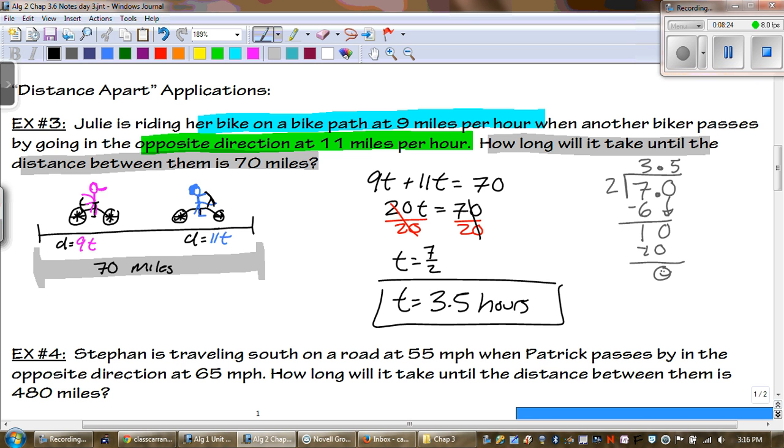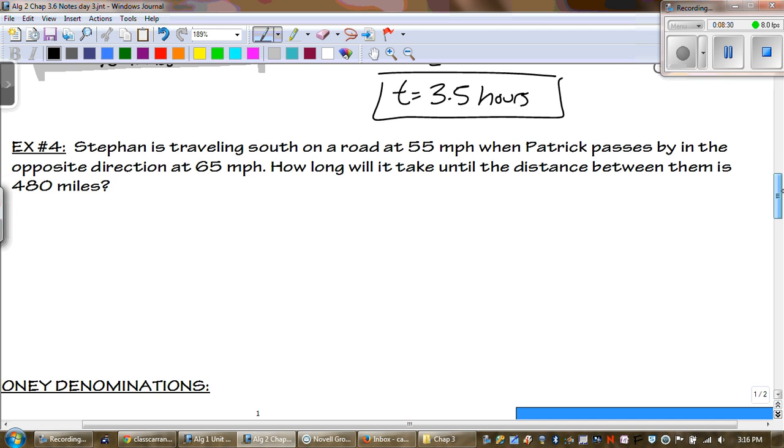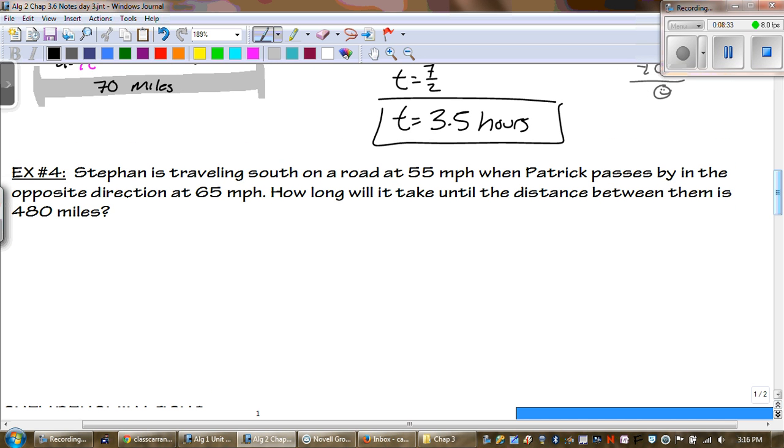Okay? All right, let's look at 4. Stefan is traveling south on a road at 55 miles per hour when Patrick passes by in the opposite direction at 65 miles per hour. How long until the distance between them is 480 miles? Okay, so we've got Stefan at 55, we got Patrick at 65, and we want to know when the distance is 480. Okay, so the only thing now is we're talking about cars.